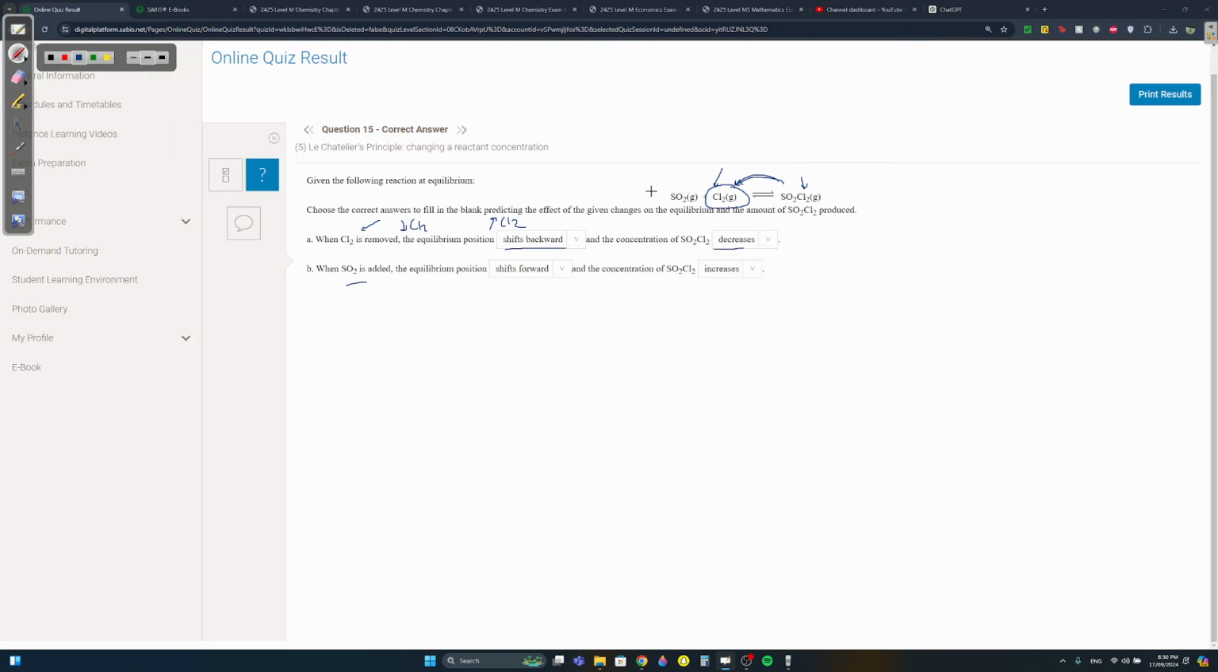If you add SO2, you're increasing SO2. To counteract it, the system decreases SO2. How do we decrease SO2? We want to move away from SO2, so we go to the right, we shift forward. If you shift forward, what's going to happen to SO2Cl2? It's going to increase.